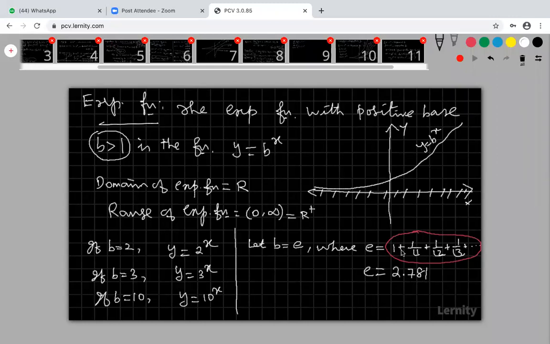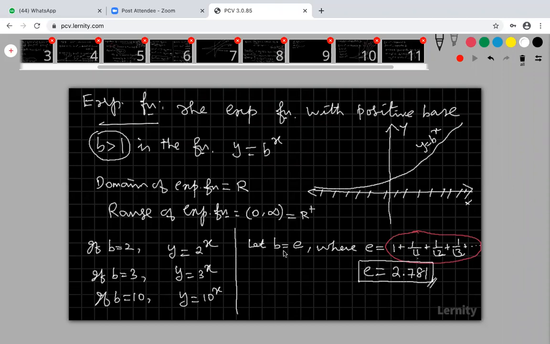So this is 1, this is also 1, that makes 2, this is 0.5, making 2.5, and adding more terms, finally I will get 2.781. This is an irrational number, so this is an approximate value only. This approximate value we represent by a symbol. That symbol is called e. e is called an irrational number.